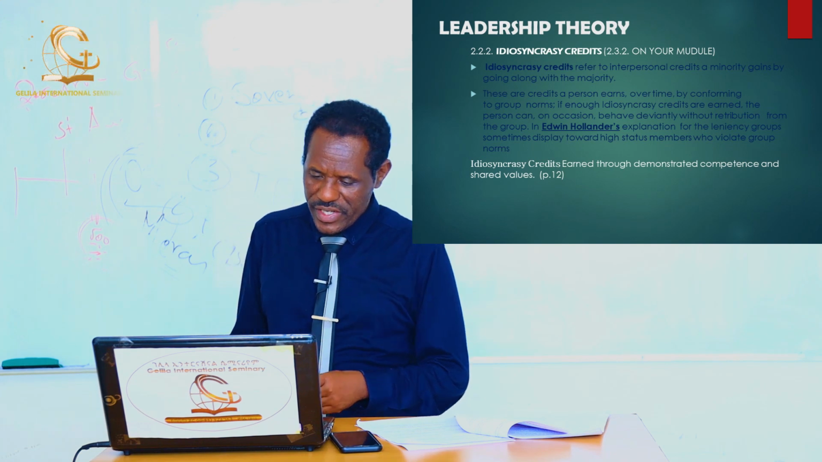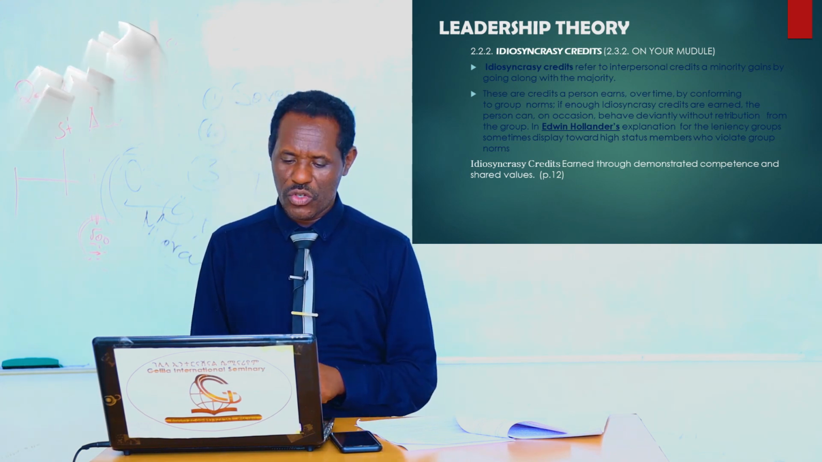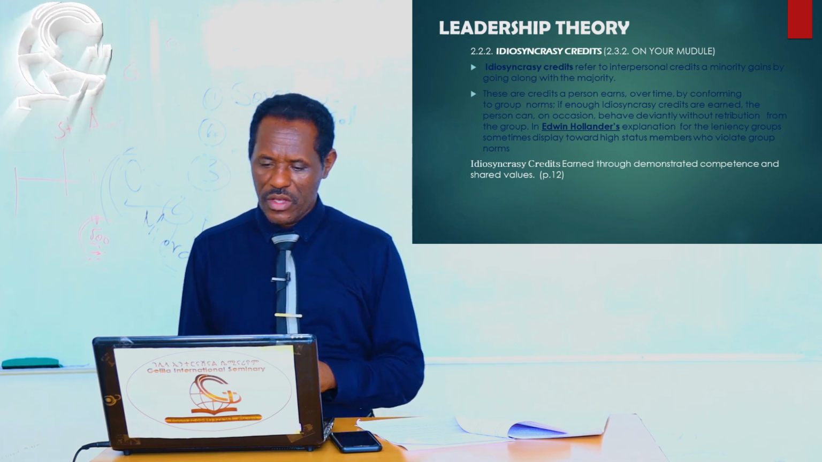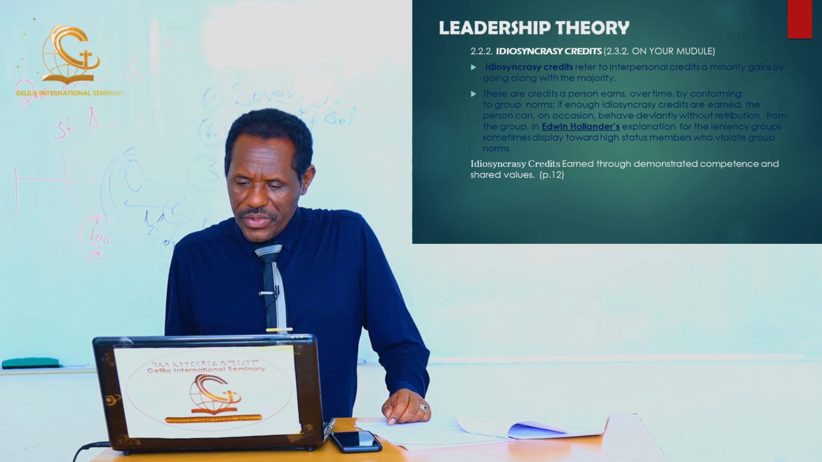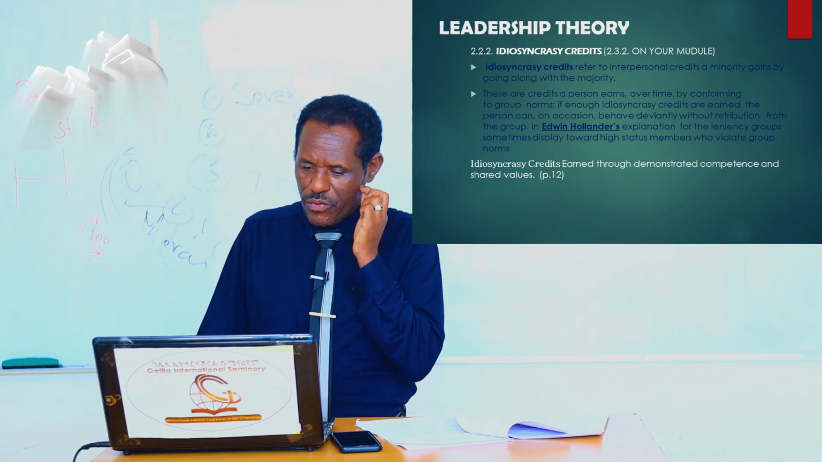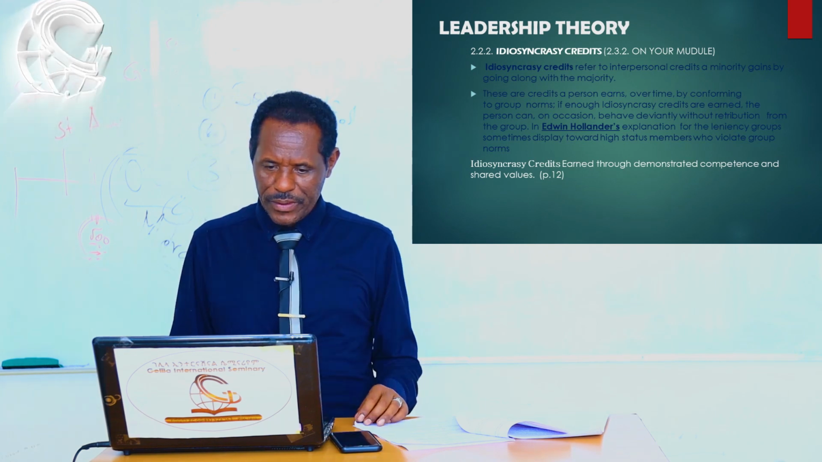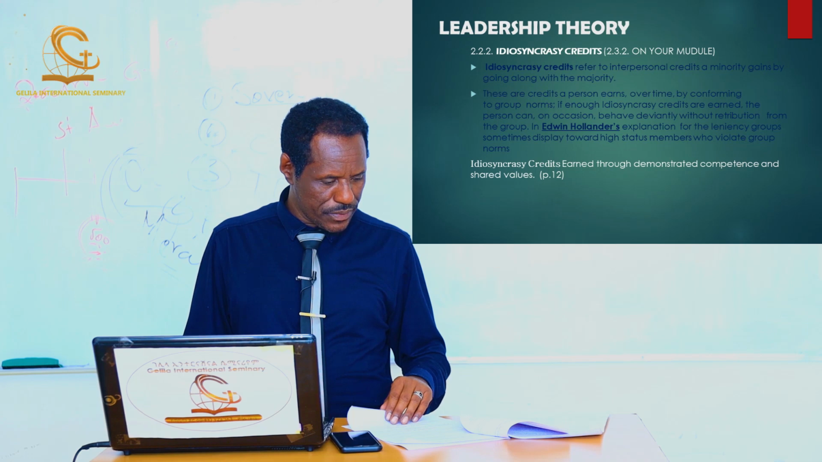So idiosyncrasy credits are earned through demonstrating competence and shared values. So we have to recognize their value. We have to recognize their overtime trials. We have to recognize them by conforming to the group norms. So idiosyncrasy credits, we need to manage them.